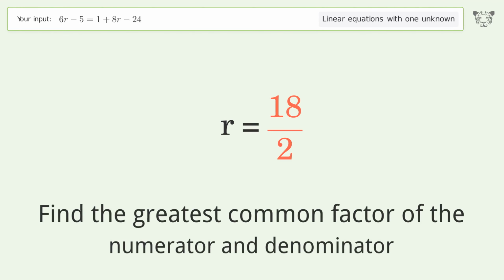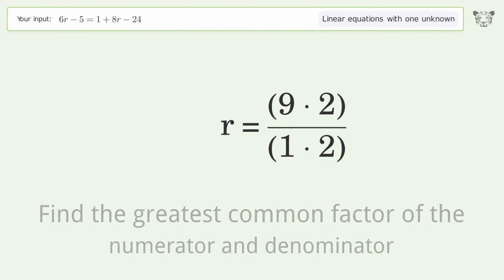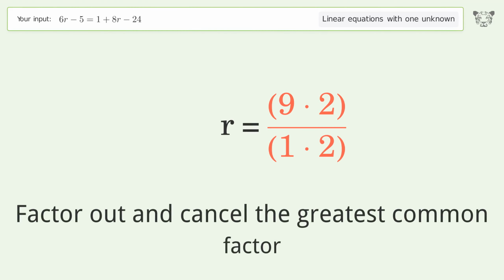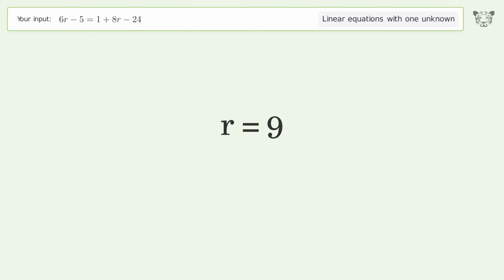Find the greatest common factor of the numerator and denominator. Factor out and cancel the greatest common factor. And so the final result is r equals 9.